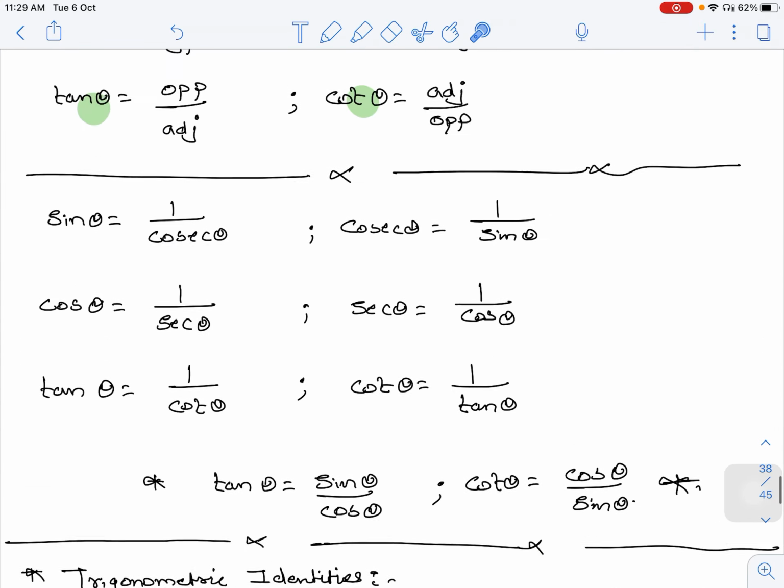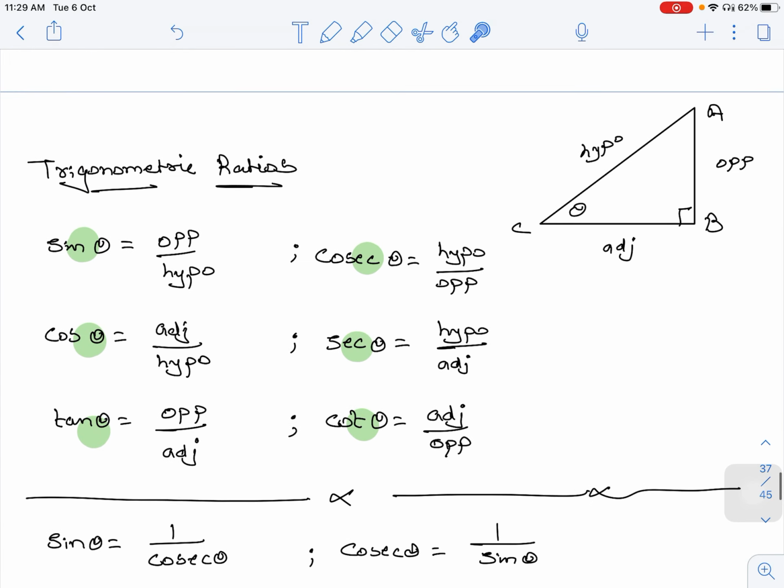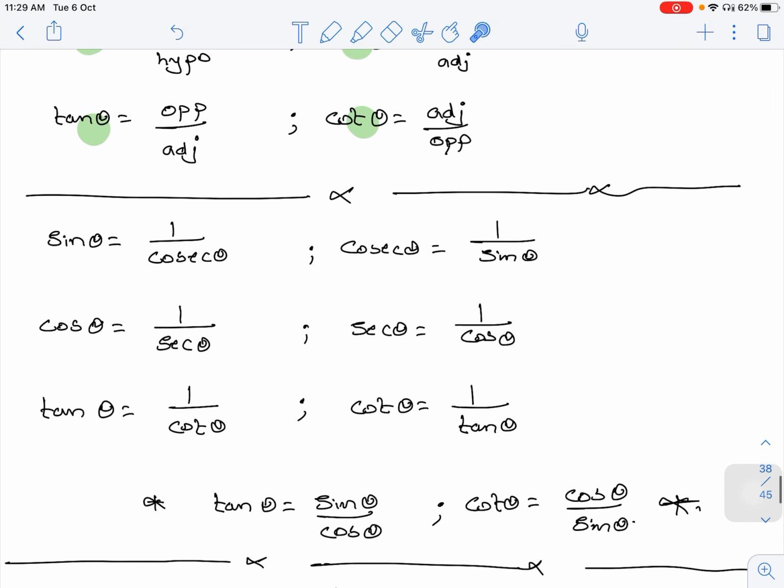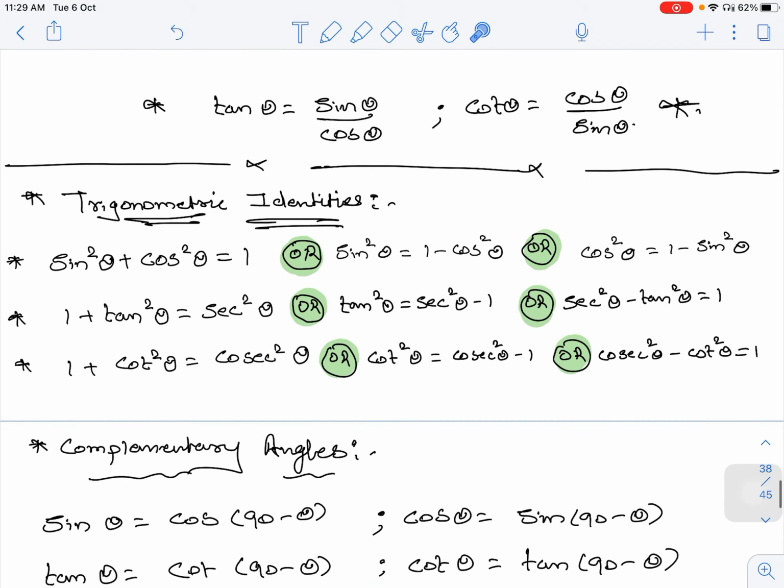So just to go through all these formulas, whatever formulas we have written, you do practice: make a triangle in this way, write all the ratios, then the relation of those ratios with each other, then write the trigonometric identities and complementary angles. If you do this much practice, then we can easily solve our next exercise.